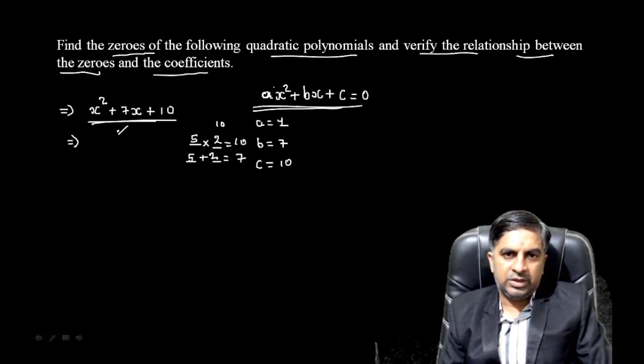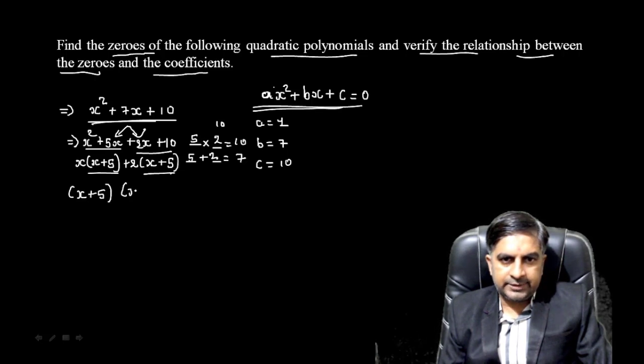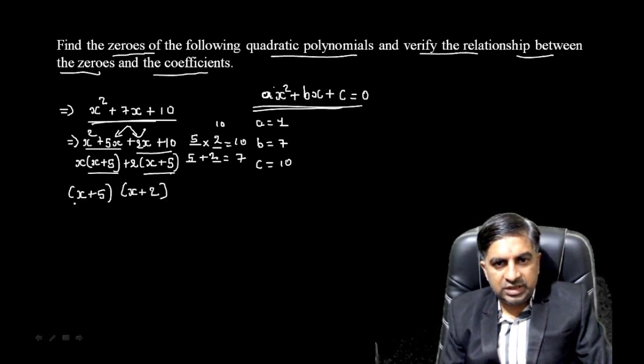So by splitting the middle term, instead of 7x I can write 5x and 2x, plus 10. Here x square, and then we take x common, so x plus 5 will be the remainder. Now here 2 will be common, and here x plus 5. Now from this, x plus 5 is common, and x plus 2. These are the factors, guys.